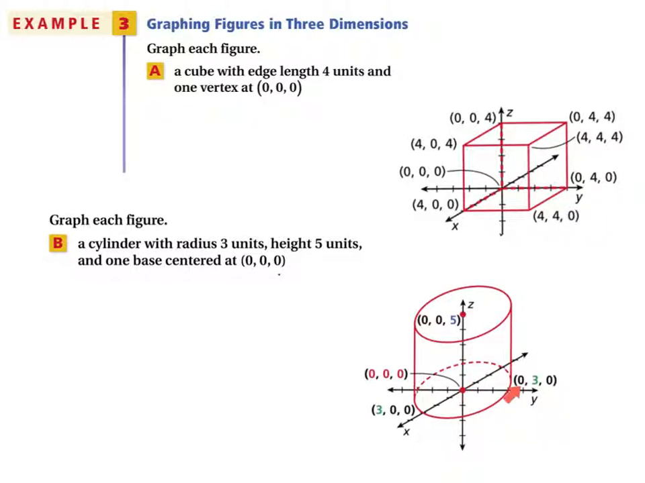3, 3, 3, 3, and I draw my circle. The height is 5, so you're going to count up 5. All you need to do is take your center, move it up 5, put another center, and go out 3, 3, 3, and 3, and then connect them. And you've just made your cylinder with a radius of 3 units and a height of 5 units, centered at base at a point 0, 0, 0.